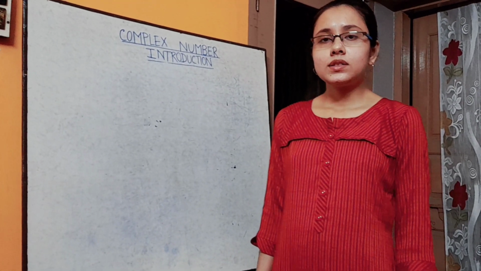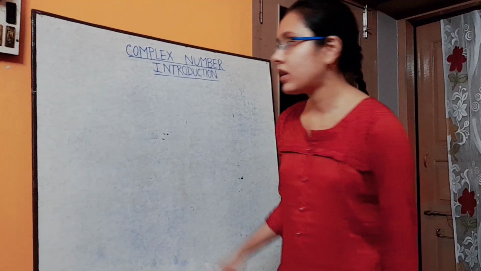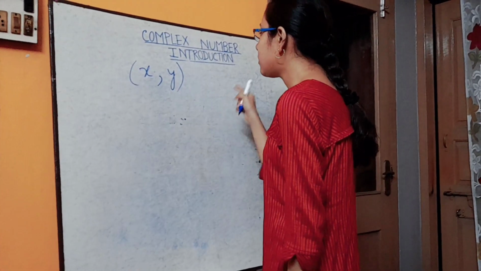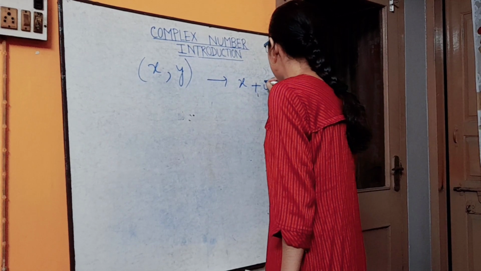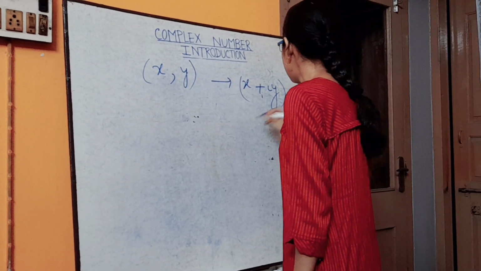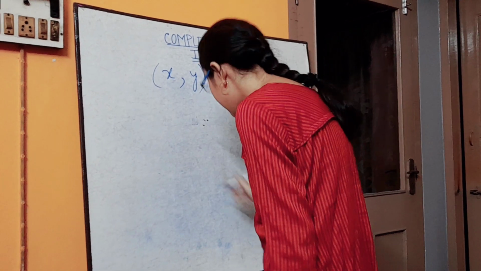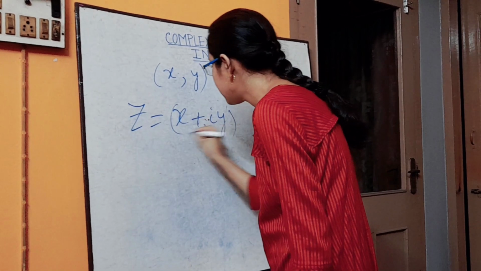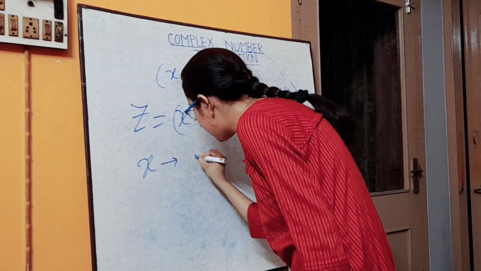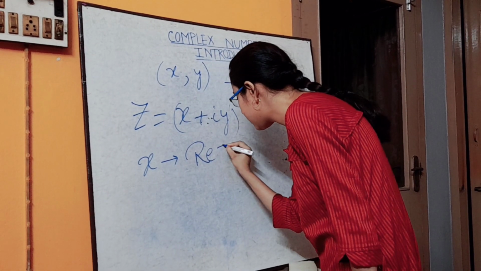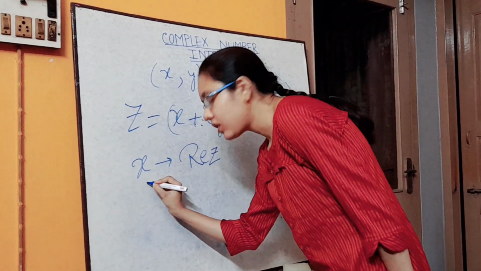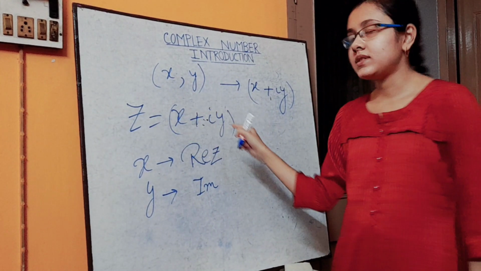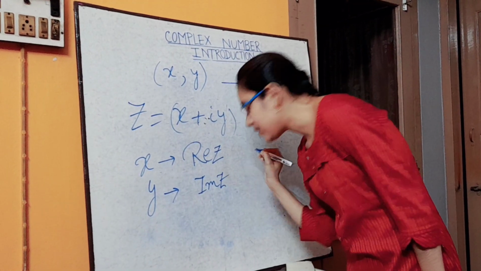A complex number can also be written as an ordered pair (x, y) of the real numbers x and y. This is also written as x plus iota y. Now, if z is the complex number x plus iota y, then x is called the real part of z, which is denoted by Re z, and y is called the imaginary part of the complex number z, which is denoted by Im z.